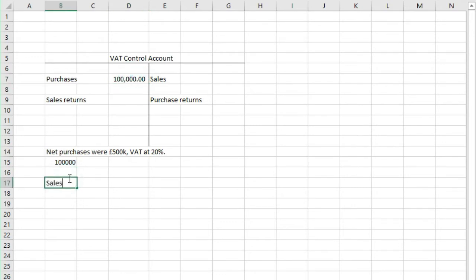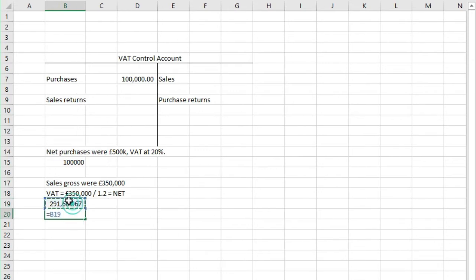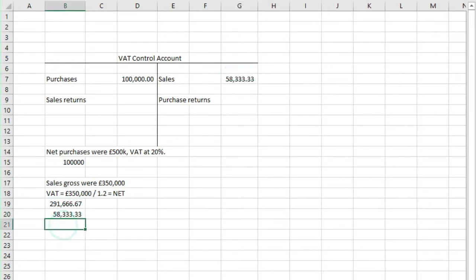Next they might turn around to you and say that sales gross were £350,000. VAT has been charged at 20%, so what's the VAT? So the VAT in this case, if you're given gross, you take 350,000 and divide that by 1.2 to get your net. So if we do that quickly, 350,000 divided by 1.2, that's the net amount. So if I was to times that by 0.2, I'd get my VAT amount. So let's put that there. And if you want to check, if you just do an equals sum, you'll get back to 350 grand there.